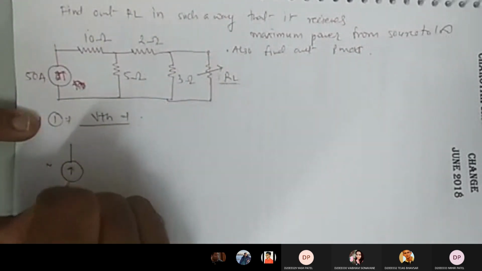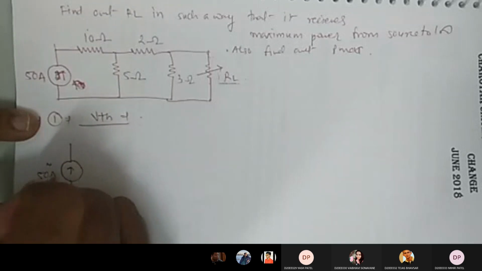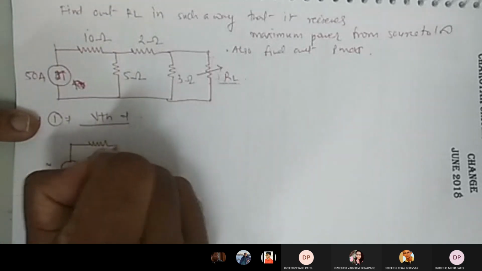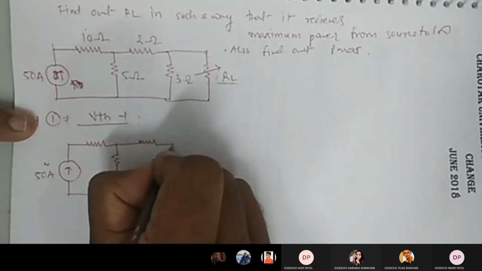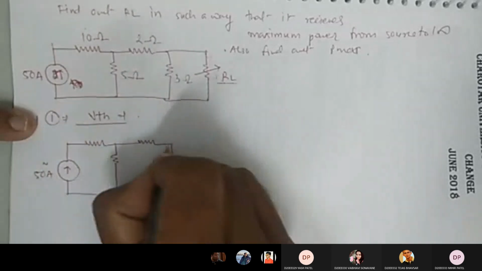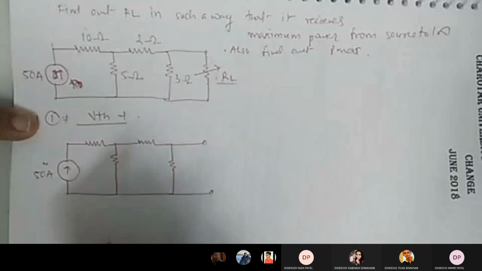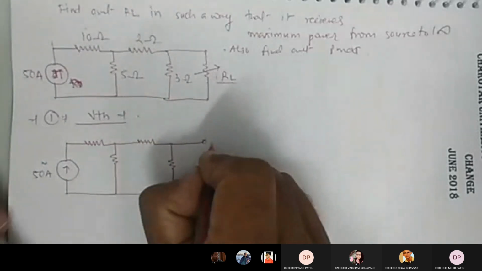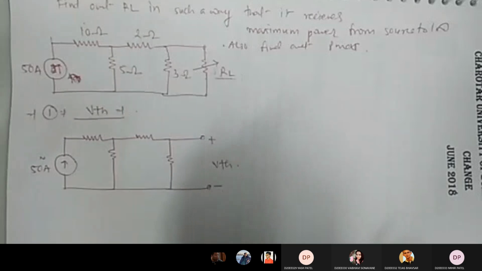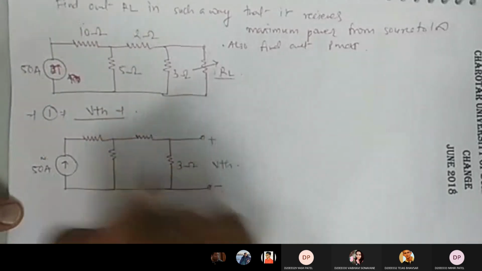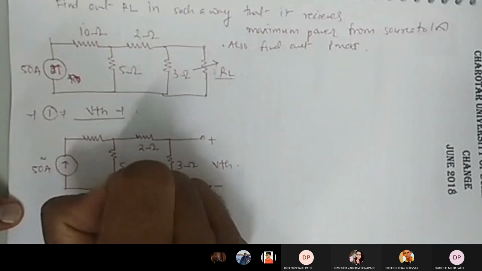So I will keep the other things as they are, that is the 50 ampere current source. This side I will make open circuited, and whatever voltage is available at this terminal, I am giving the name VTH. This will be a 3 ohm, this will be a 2 ohm, this will be a 5 ohm, this will be a 10.